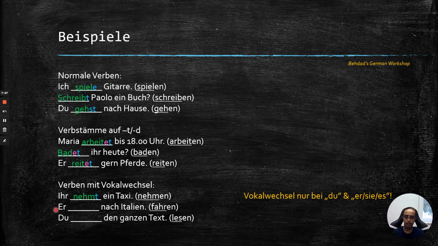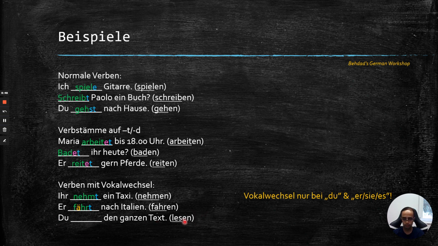The next example, bla bla nach Italien. The verb is fahren. And for er we add a T at the end of the root, so it would be fahrt. And there's also a Vokalwechsel, a change of the vowel, so it would be fährt nach Italien.